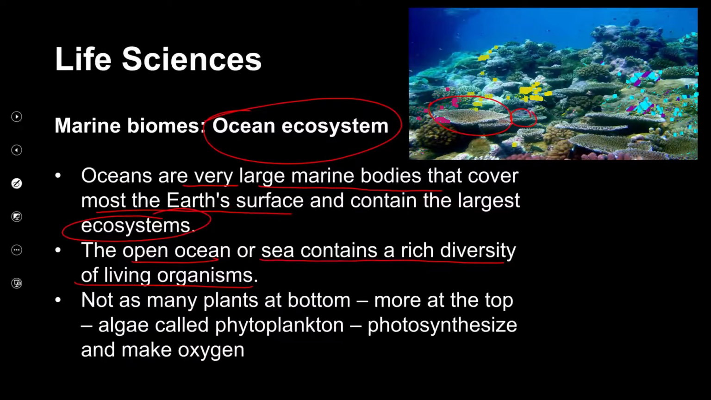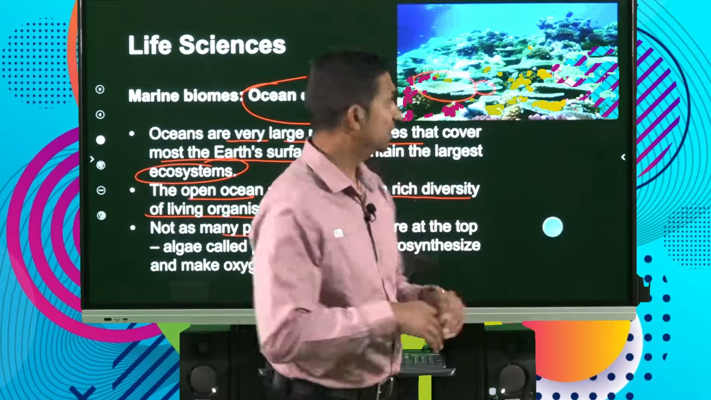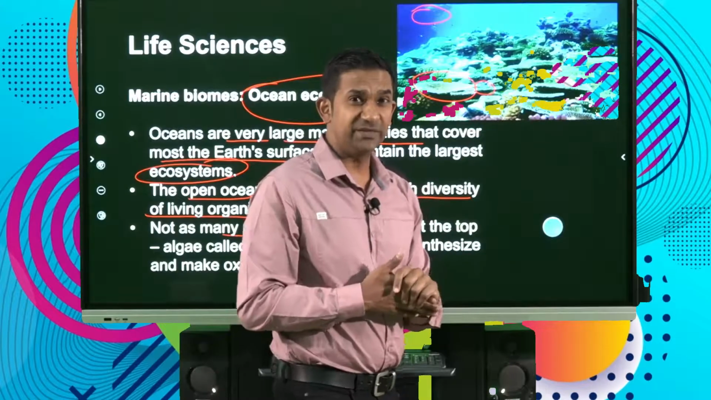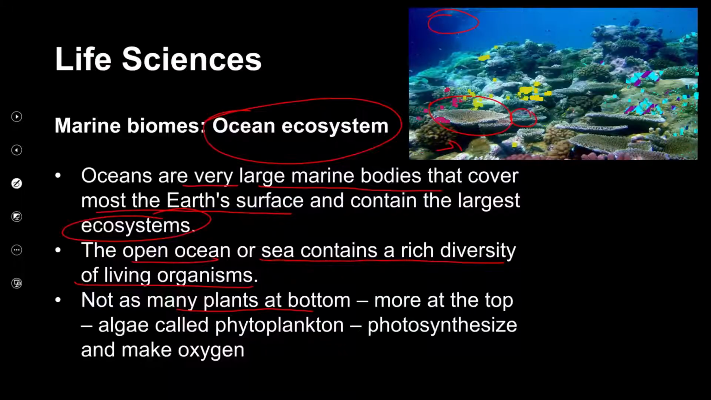Okay, so not many plants actually are found at the bottom. You'll find lots of seaweed, and that's because of a lack of light penetrating into the deeper parts of the ocean. So towards the upper surfaces, you'll find a layer of seaweed that grows, but as you go further down, there'll be a lack of plant material growing there, and that's due to the absence of light.